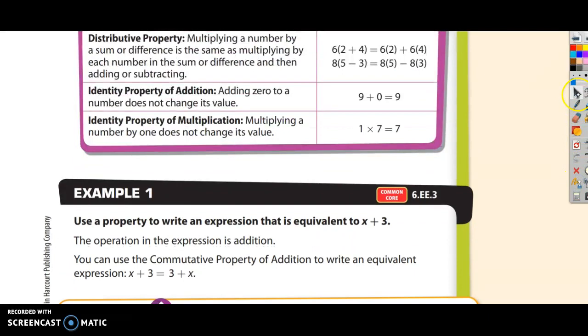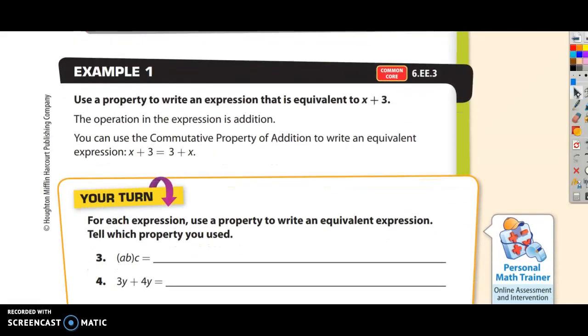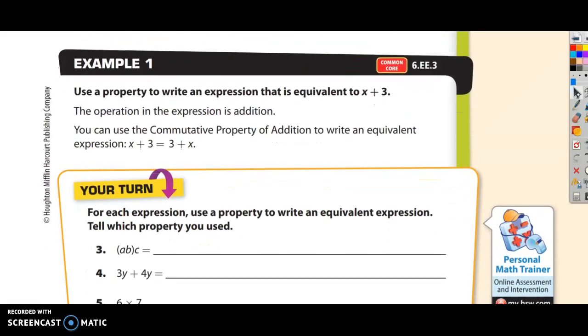The identity property of addition is adding 0 to any number does not change its value. That's pretty obvious. The identity property of multiplication is multiplying a number by 1 does not change its value. That's pretty obvious. All right, the example they give us says use a property to write an expression that is equivalent to x plus 3. Well, what's equivalent to x plus 3 is 3 plus x. And I know that because the commutative property of addition states that you can change the order.